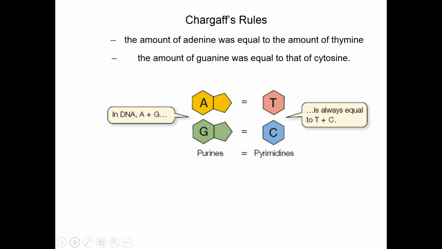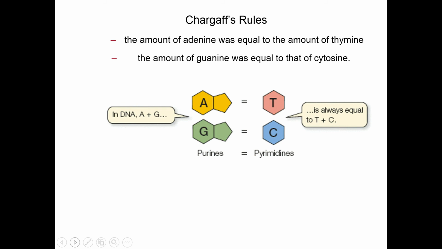And the amount of guanine in the DNA is equal to the amount of cytosine, because for every guanine base, you also have a complementary cytosine. You should also recall that adenine and guanine are purines, and thymine and cytosine are pyrimidines.